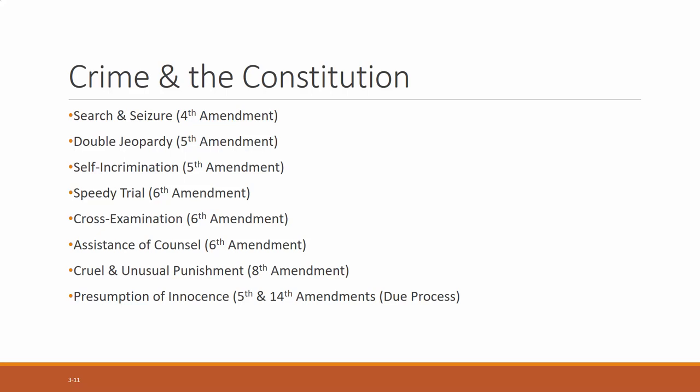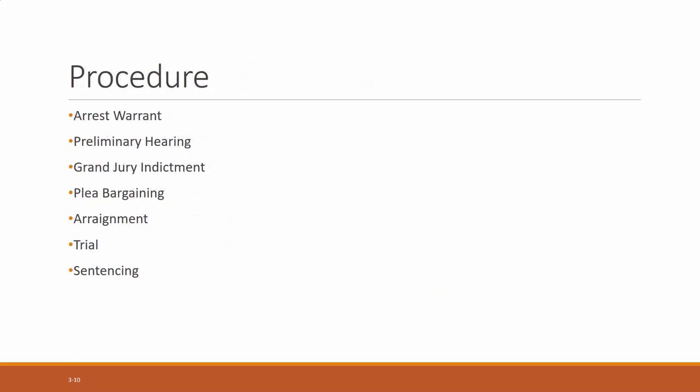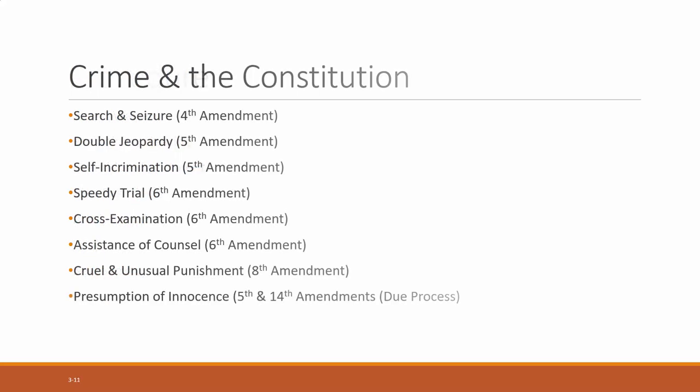And then the Fifth and Fourteenth Amendments, the due process amendments, in addition to this whole process I just showed you, the procedures, meaning they have to go through this fair process, also include a presumption of innocence, that they can't just assume you're guilty from the get-go. They've got to demonstrate or show that.